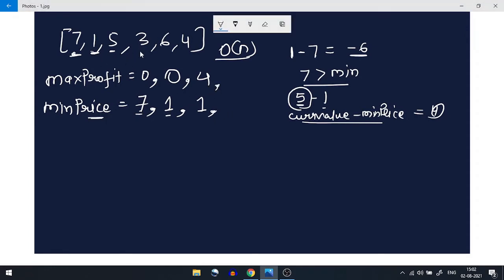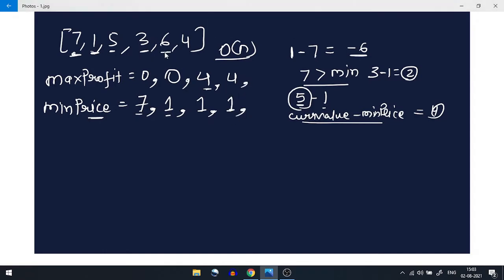Okay, now we will move to 3. Now 3 minus our minimum price 1 will be equal to 2. So 2 is definitely less than our maximum profit, so we'll have our maximum profit as 4 only, and 3 is also greater than 1, so our minimum price will remain 1.